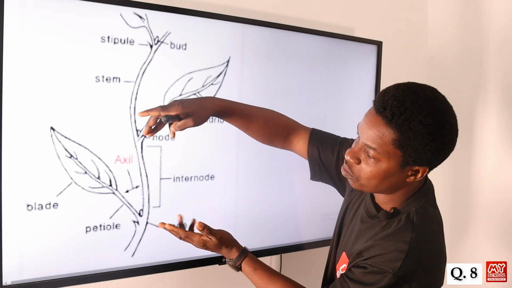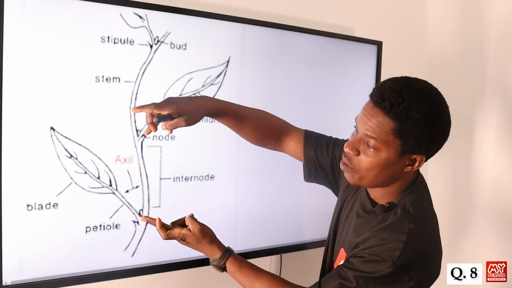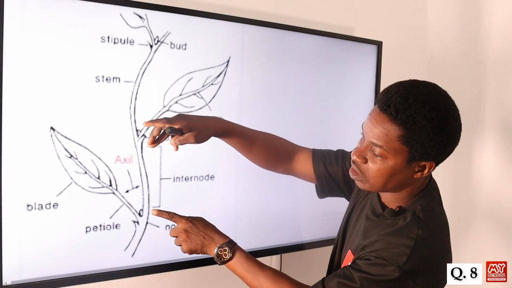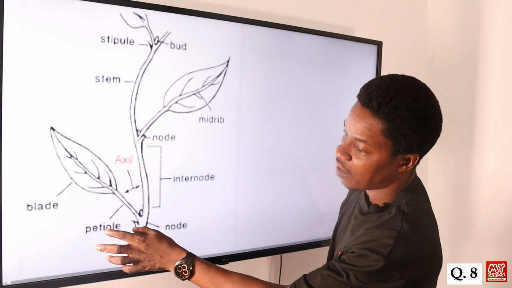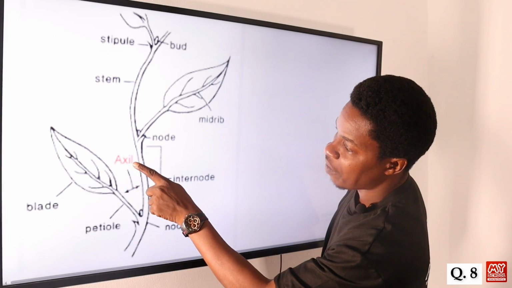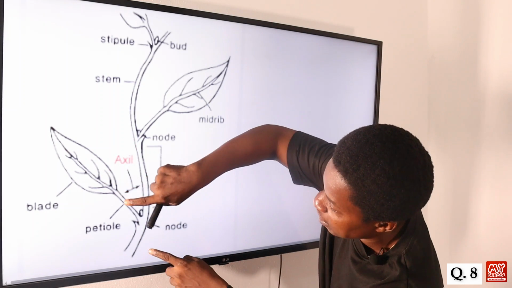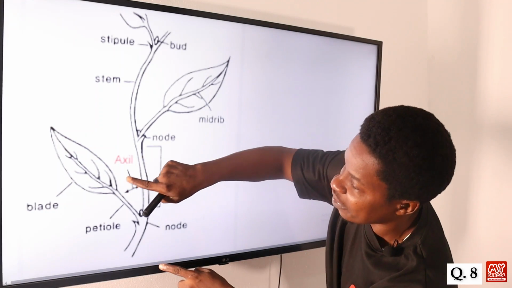Internode is the distance between two nodes, the node here and the node here. Where we have a leaf here and then the node going out here, the distance between them is what we call the internode. Then we have the node here. At this point we have the petiole, the blade, and then the axil. The angle between the leaf and the stem itself, this angle here, is what we refer to as the axil.